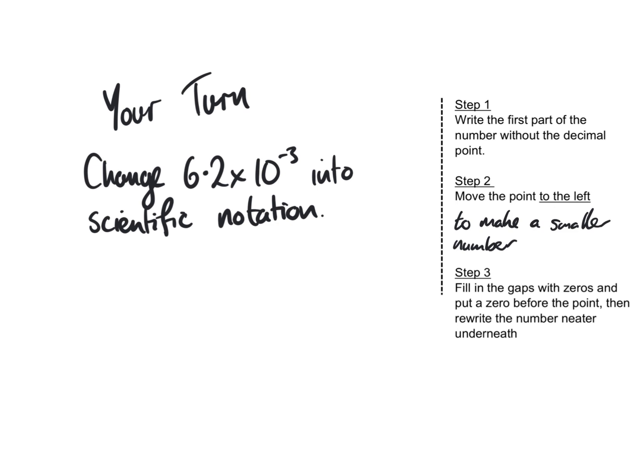Okay, this question here, 6.2 times 10 to the negative 3. Step 1, write the first part of the number without the decimal point. So in other words, we're going to change that to just 62. And remember, we're going to leave some space to the left, so we're going to write it over a bit. We're now going to look at step 2. So we're going to move the point to the left to make a smaller number. Now the reason we're moving it to the left is it's a negative power, so that tells us it's going to be a smaller number.